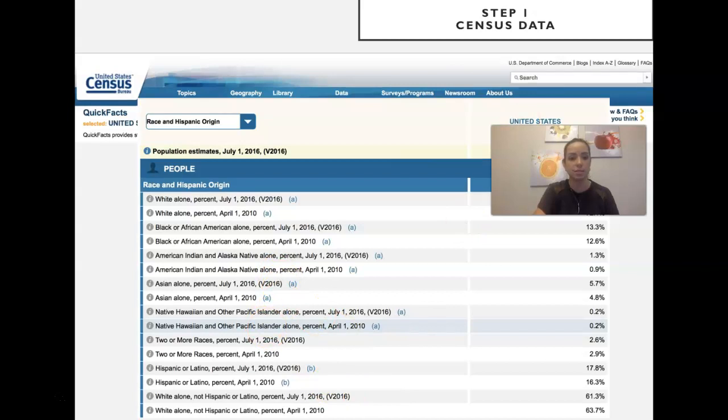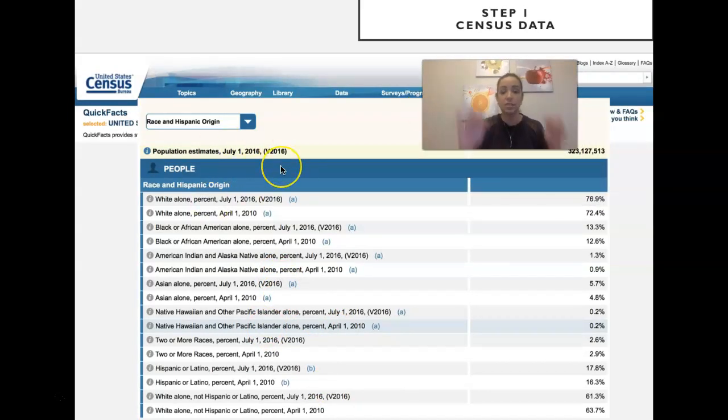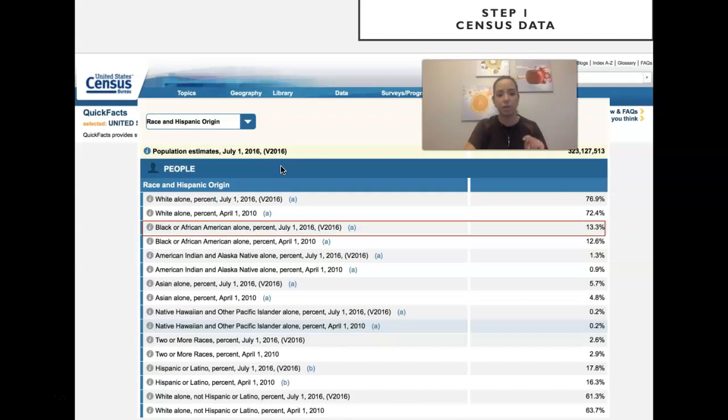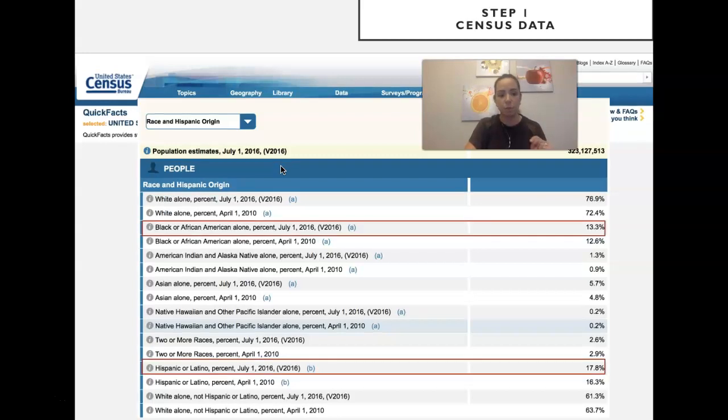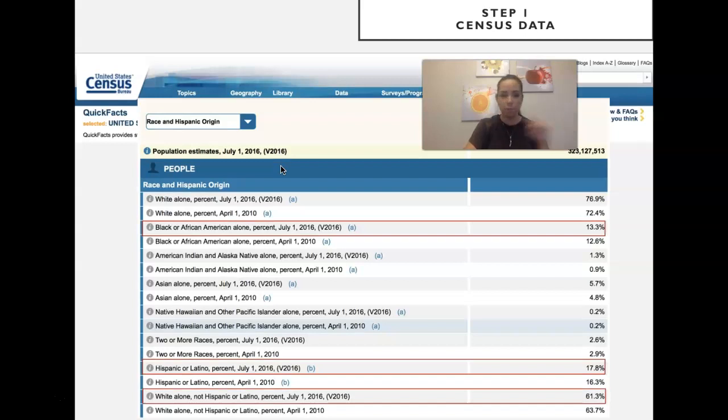So let's check that distribution. So I went to the census data of 2016, more or less at the same time as the reports on the police shootings. I got the closest I could. And we see that Black or African Americans alone represent 13.3% of the population. Hispanic or Latino, 17.8%, and white alone, white people that are not Hispanic or Latino, 61.3%.